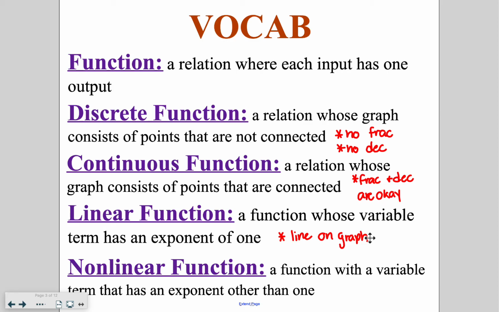A nonlinear function means that at least one of the variables have an exponent that is not 1. And this is going to give you some kind of curve on the graph. There's going to be a bend somewhere within that line. It could be a very sharp bend and come to more of a right angle, or it might be more of a smooth, actual curve-like bend.